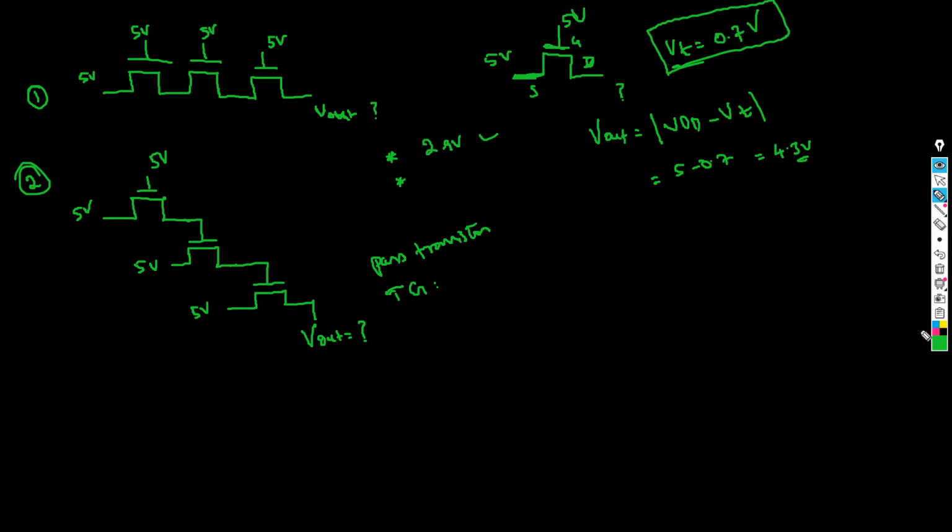Okay, let's try to solve this. Here it is going to be 4.3, here 3.6, and this is going to be 2.9 volt, because you just apply this formula where this is your source, and this is your drain, and then gate. This becomes source, this becomes drain, and so on. Eventually this transistor's VDD is 4.3 volt and this transistor's VDD is 3.6 volt. When you apply this formula, 0.7 is reduced at each stage. So 2.9 is the V out.